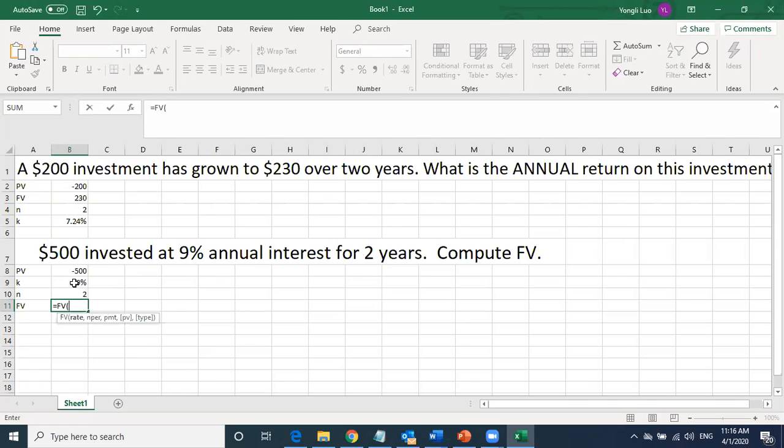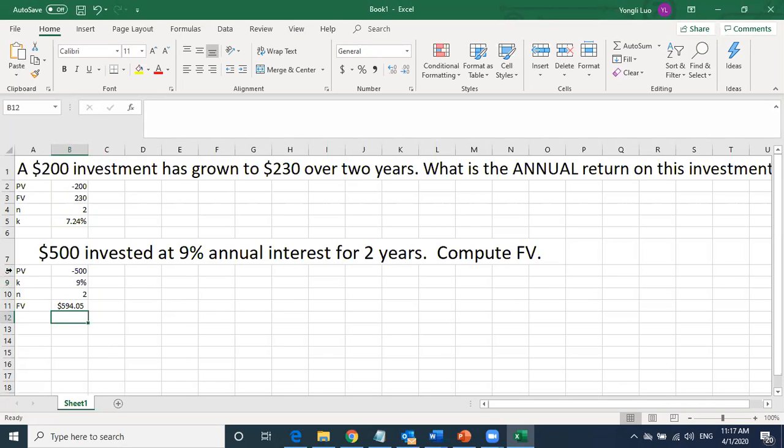The rate is 9%, then the total number of years, payment, and the present value. We assume that this type of question by default is paid at the end of the year, unless they mention otherwise, such as payment at the beginning of the year, in which case you use annuity due. Otherwise, all payments are assumed to be made at the end of the year by default. Okay, that's the future value.